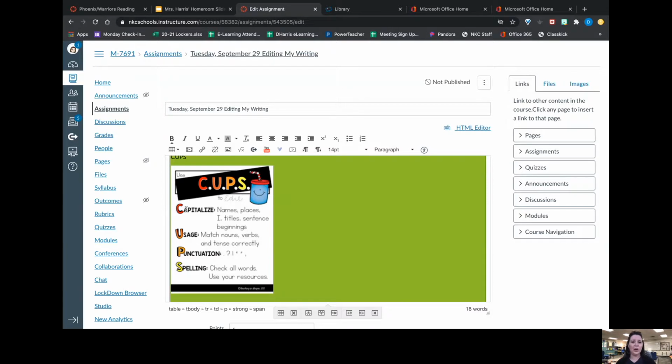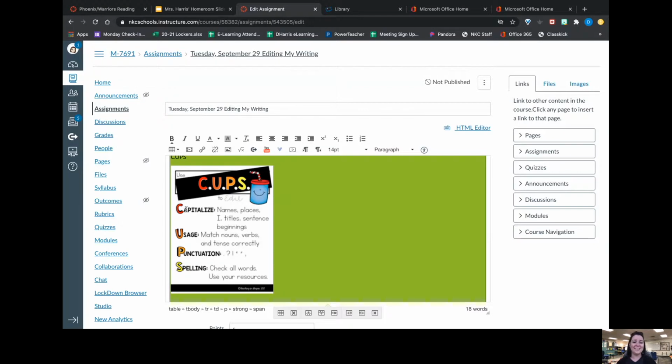All right, and then the U in CUPS is for usage, matching your nouns and verbs and tenses correctly. So we ran, right? And just kind of making sure that things sound right. Oftentimes when you read through your writing, if you get to something and think, that doesn't really sound right, it probably needs a different verb tense to go with the nouns that you're using. Then we have the P in CUPS, which is for punctuation, making sure that you are using that punctuation correctly, that you're using it purposefully as a writer to make your writing more interesting for your readers.